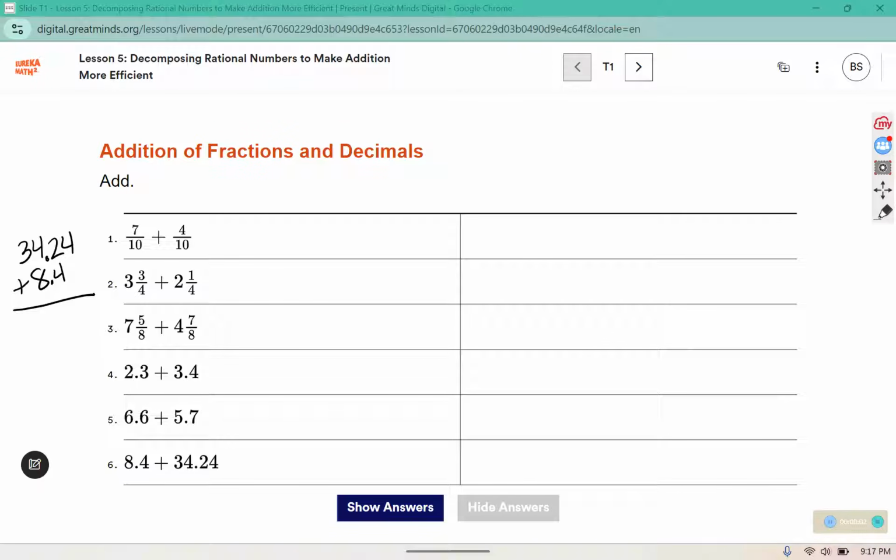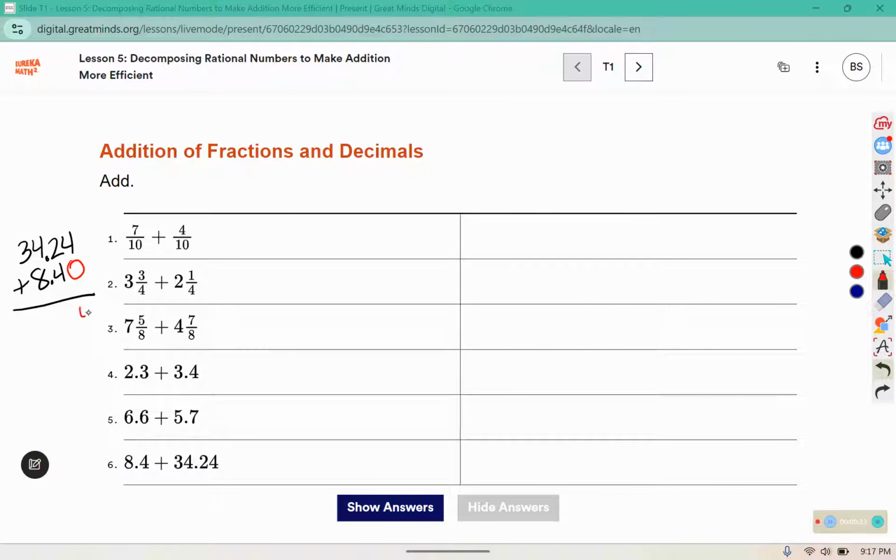For this warm-up, I'm going to show you one decimal version and one fraction version. On number 6, please make sure that when you are using decimal addition, you line up the decimal places. Put in a place value spacer so that they are matched up.